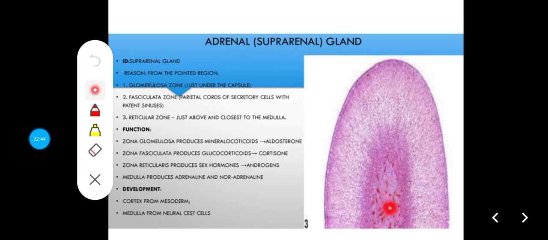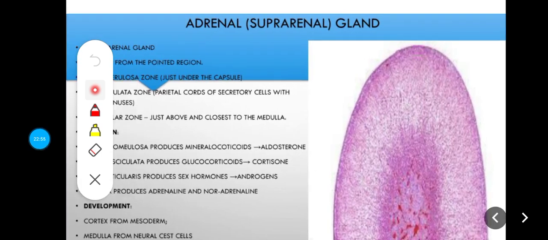So this is due to the high flow of blood in the medulla. The medulla produces adrenaline and noradrenaline. Then if you come to the cortex, you will also observe demarcation into three distinct zones.